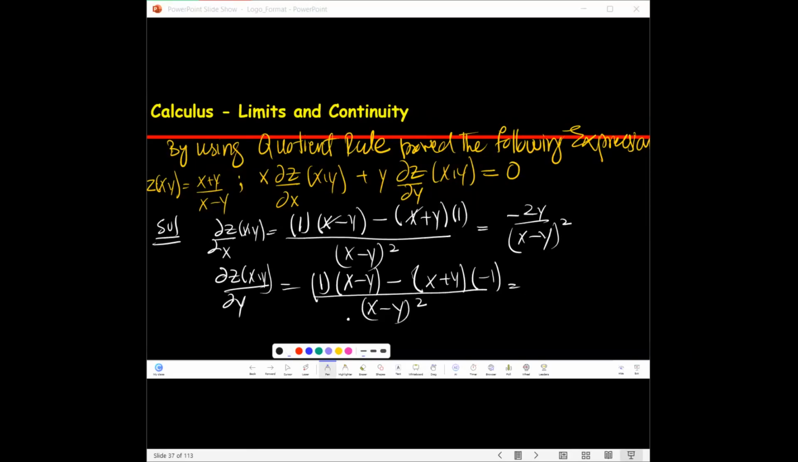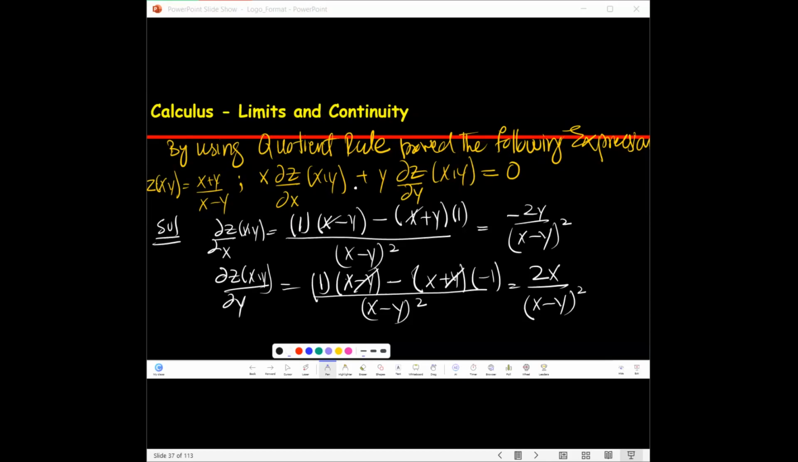If I simplify this, it's going to look like this: x and x cancel. No, there is one minus, so minus minus x is not going to cancel. This minus is going to make it a plus, so really y is gone, and here is 2x over x minus y squared.